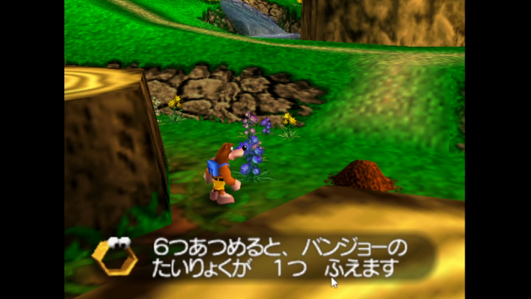taioku ga hitotsu fuemasu. So banjo's taioku. This is body power. Very common in games, taioku to be your energy, your health. Taioku ga hitotsu fuemasu, to increase by one. Fueru is to increase, and it's intransitive. So it's just something that increases. You cannot increase something else with fueru. You have to say fuyasu, but yeah, fueru, fuemasu.